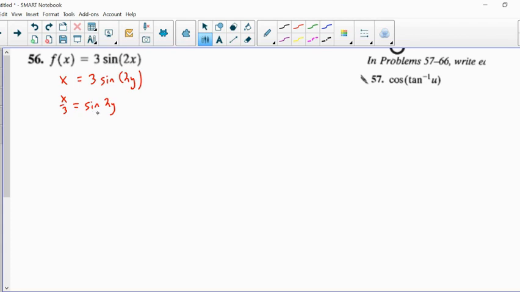And then the thing that undoes sine is arc sine. So I'm going to arc sine both sides. So arc sine of this side, x thirds, is equal to 2y. And then we can divide by 2 or multiply by 1/2. So 1/2 arc sine of x over 3 is equal to y, or in this case, the inverse of x.